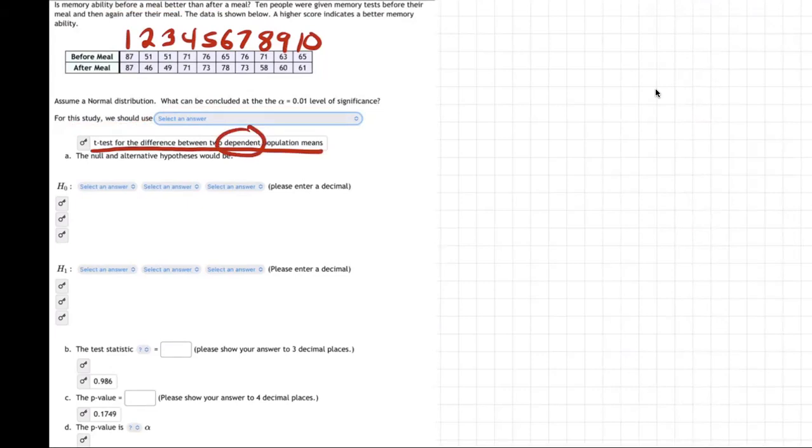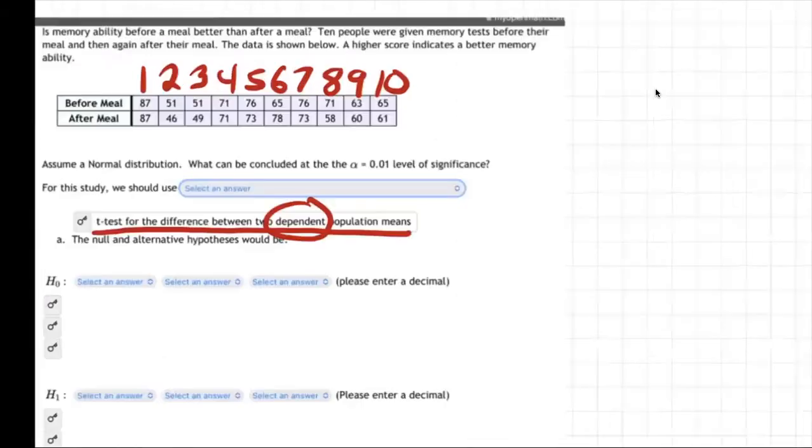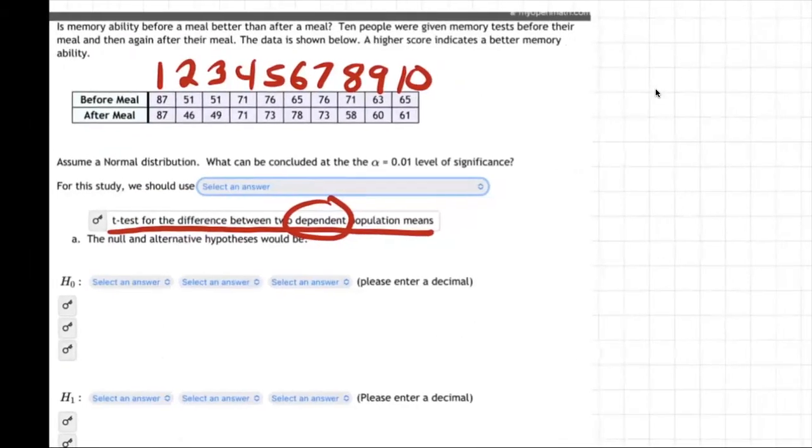So there's obviously two groups there, right? We have two groups, clearly. I mean, actually it's the same group. It's 10 people, but those 10 people took a memory test before their meal, got those 10 scores, and those same 10 people took a memory test after their meal and got those scores. So those are dependent.